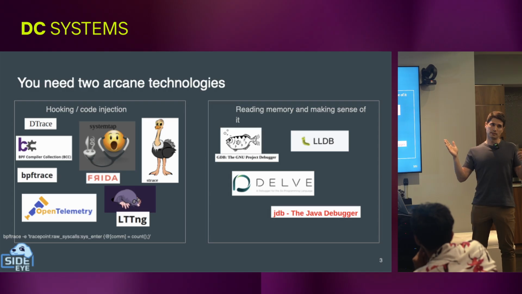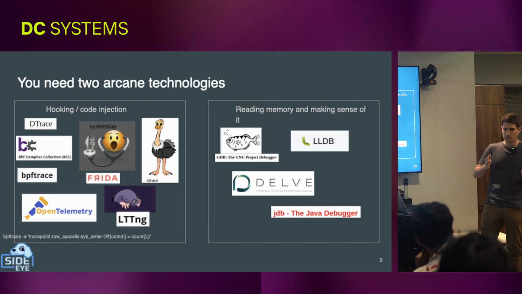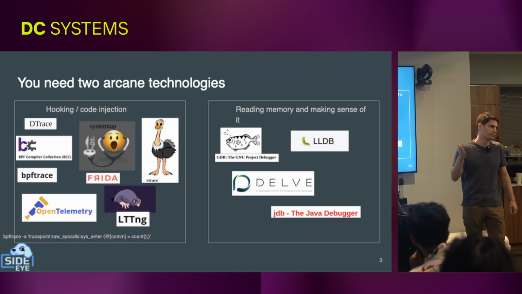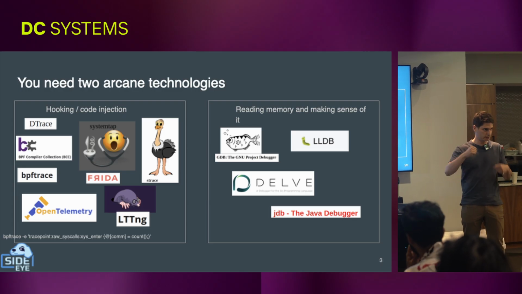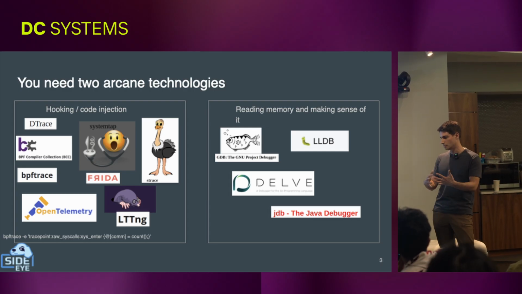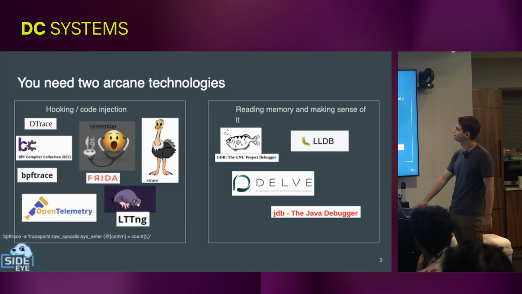Now I should say that the idea of combining these two technologies is not particularly novel. In fact, there's no clear separation between the two halves here. For example, a bunch of debuggers do some degree of code injection and code generation. And conversely, a bunch of the tools on the left do some degree of reading memory out of a target process and making sense of it. So there's always been a lot of cross-pollination, let's say.